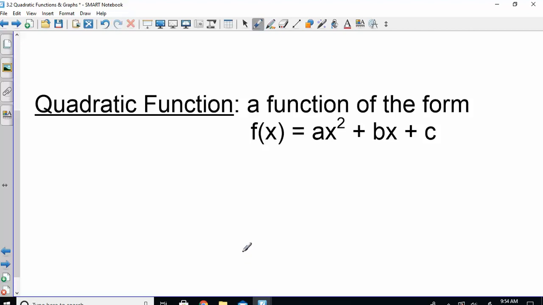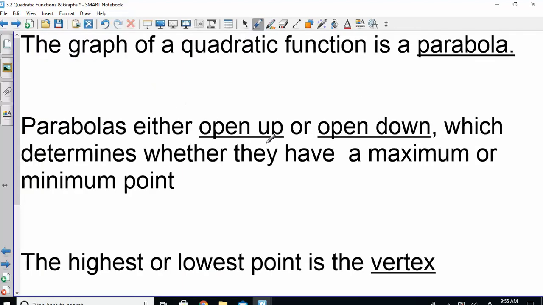So that's the box there in the middle of your page. Everybody get this formula written down? Okay, what's the graph look like? A parabola. Parabolas can either open up or open down, which will determine if they have a maximum or a minimum point.